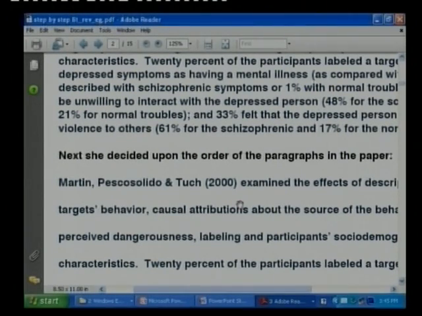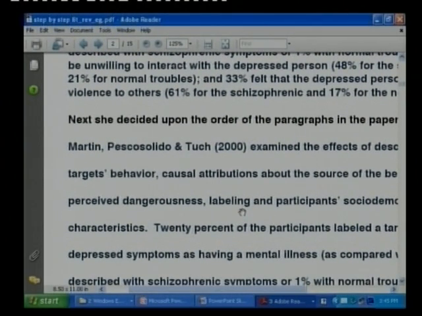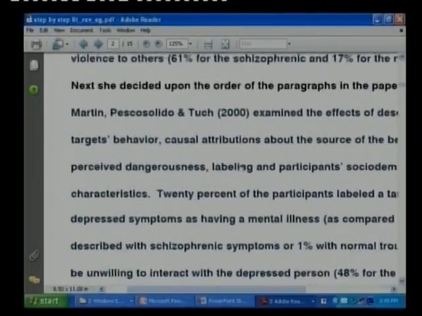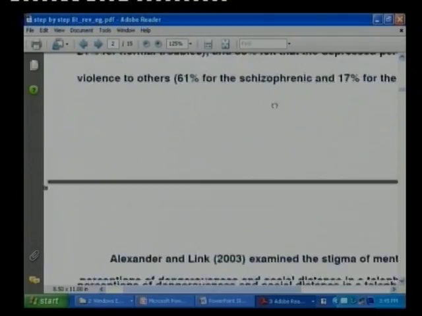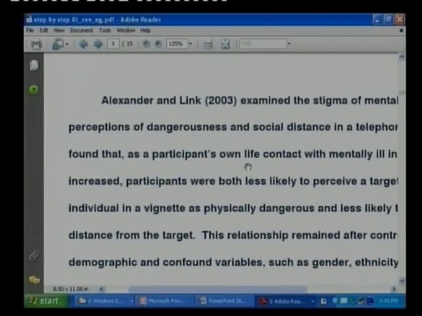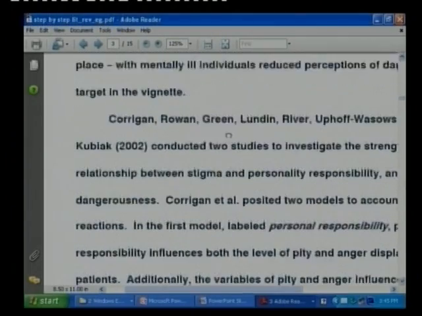Now, see on the screen. Next, she decided upon the order of the paragraphs in the paper. She found that according to her own topic, the chronological order, or the way she has read it, is not very important, but she has to reshuffle the chronology. So for her, perhaps Martin's article is more important than Alexander's, which is given first. So she is reshuffling those things, and look on the screen. First comes Martin's article and what he has examined. The second one is by Alexander and Link, and the third one is by Corrigan and Rowan.